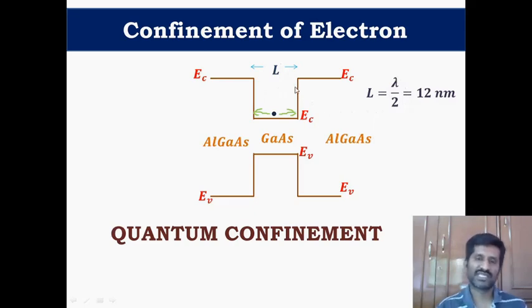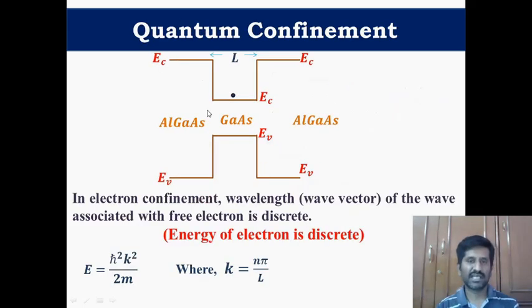So the situation in which an electron is confined within half of the de Broglie wavelength is called quantum confinement. In the confined structure, the wave vector of a free electron is discrete, as the wave vector is related to energy as shown in the formula. The energy of the free electron is also discrete.